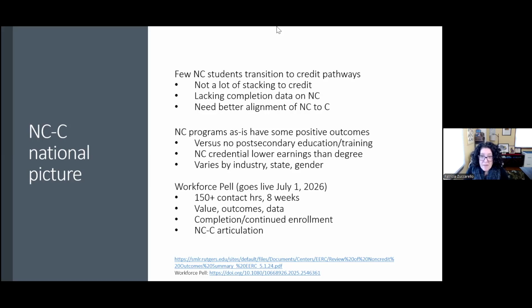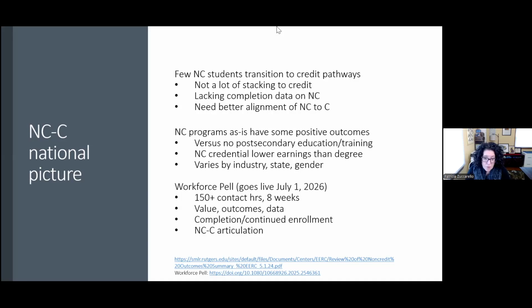So the data that we do have shows these positive associations with non-credit programming. And then the third thing, which is really the big thing on the national scale right now, is workforce Pell, which was signed into law this past July. It goes live July 1st of next year. This is where programs that have 150 or more contact hours and are 8 weeks or longer in duration will be eligible for federal funds. That is a huge game changer.